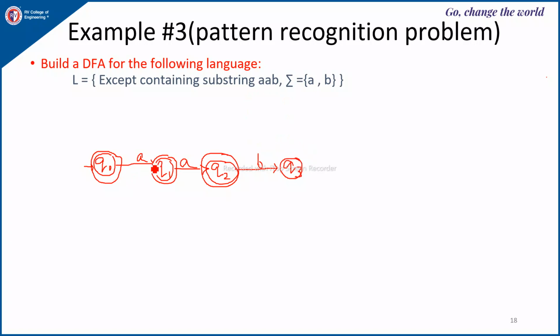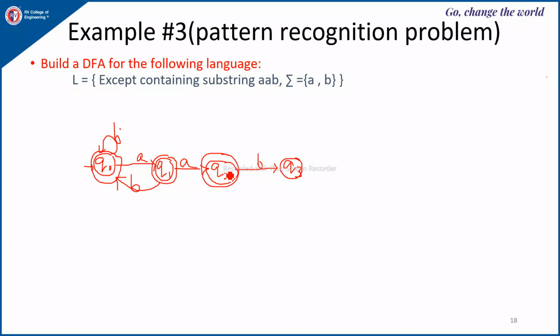Q0 on A goes to Q1. Q0 on B should remain in the same state because it is not having AAB; it has not started, so it should stay in the start state itself. Then Q0 on A and B is over. Q1 on A is there. Q1 on B: if it is B, again it has to go for reading AAB, so you have to go back to the start state. So Q1 on A is there, Q1 on B is there.